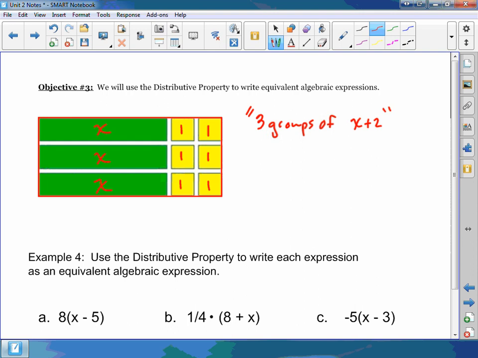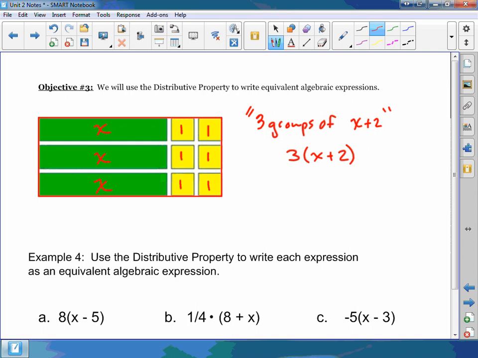Right? Because this first group here has 1 x bar along with these 2 cubes here, yellow. So it's x plus 2, and then I have the exact same thing in the 3. So I have 3 groups of x plus 2, which if I was writing this as an expression, I could write it in this format here. 3 times the quantity, x plus 2.